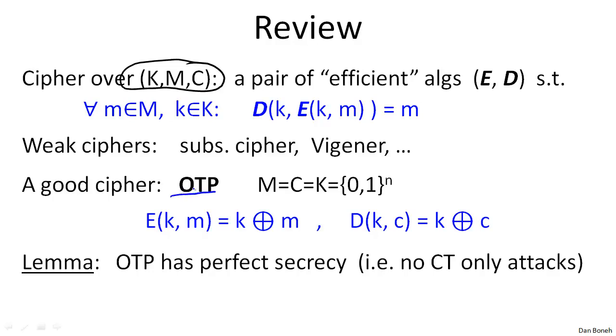Let me just remind you how the one-time pad is defined. Basically, the message space is the set of all n-bit strings. The ciphertext space is the set of all n-bit strings, and similarly, the key space is the set of all n-bit strings. And the way we encrypt is by a simple XOR. To encrypt the message, we just XOR the message and the key. That gives us the ciphertext. And then to decrypt the ciphertext, we just do this XOR again, and it's easy to show by properties of XOR that in fact decryption is the opposite of encryption.